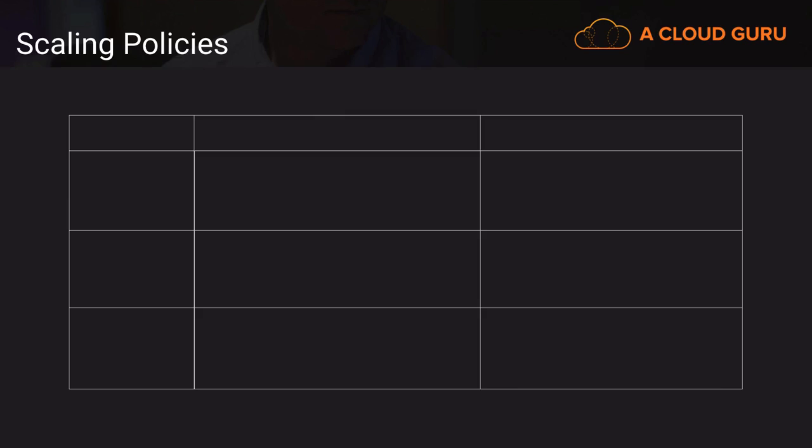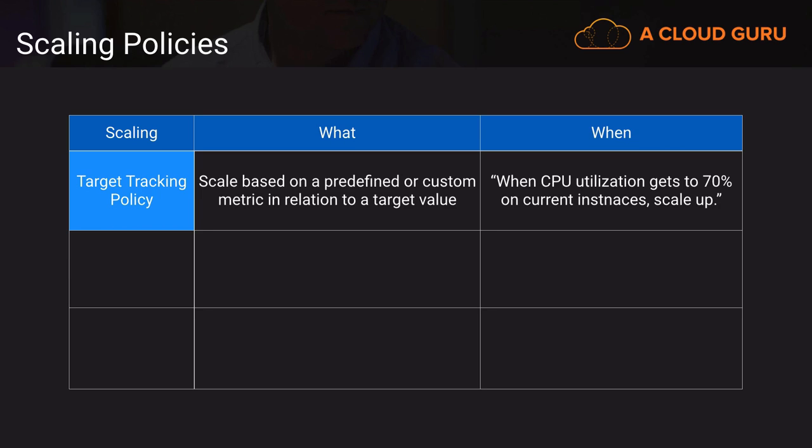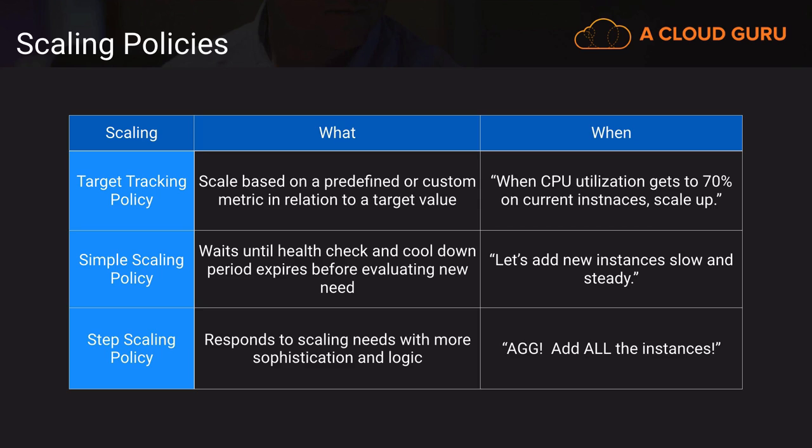Now we have a few different scaling policies in that dynamic umbrella. We can use a target tracking policy. And this just means that we set a certain target goal, and if we go above that goal, for example, we scale up. And here we're saying when the CPU utilization gets to 70% on the current instances, let's scale up. We also have 2 other scaling policies. One is a simple scaling policy, the other is a step scaling policy. And I'll explain step first. So a step scaling policy can respond to scaling needs with more granularity and more logic.